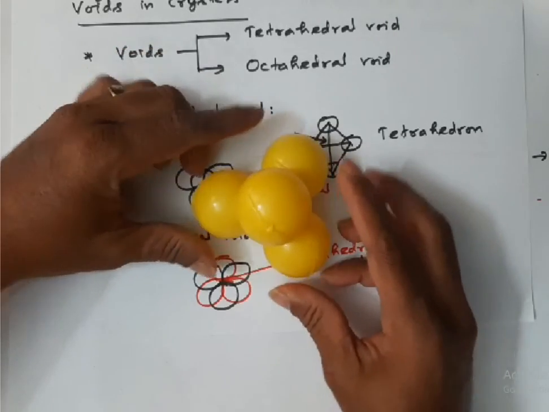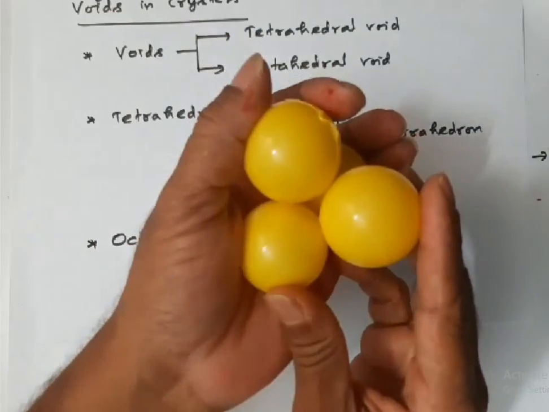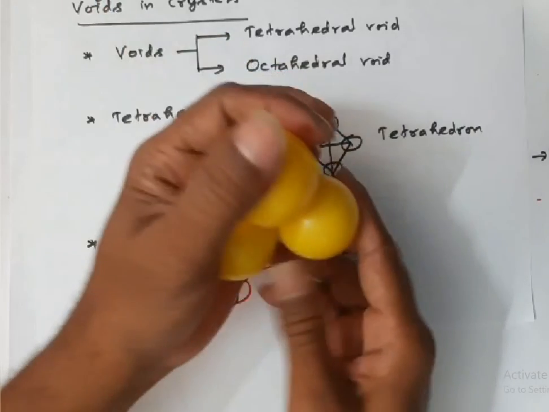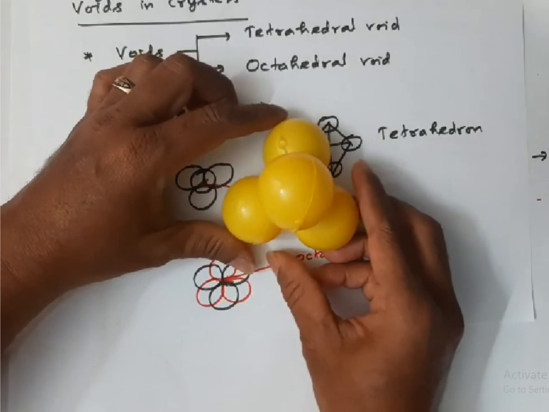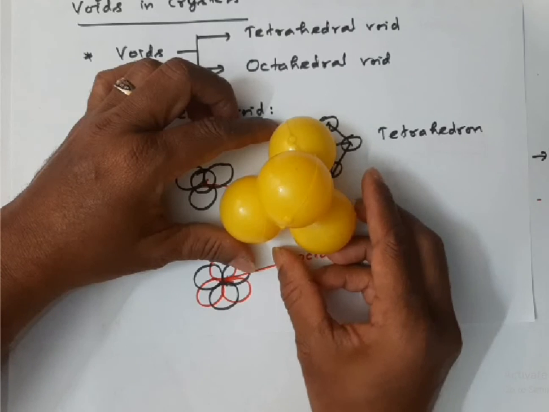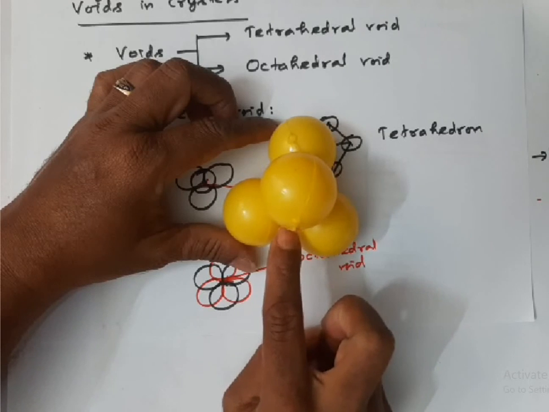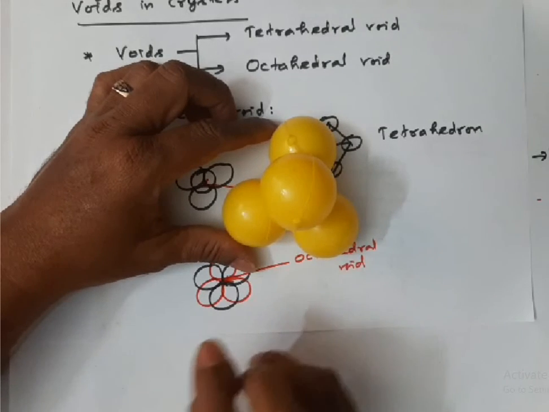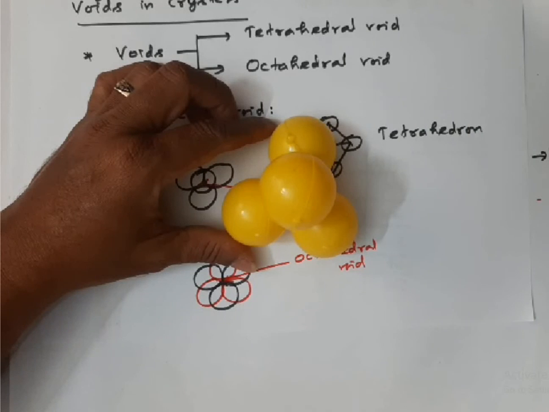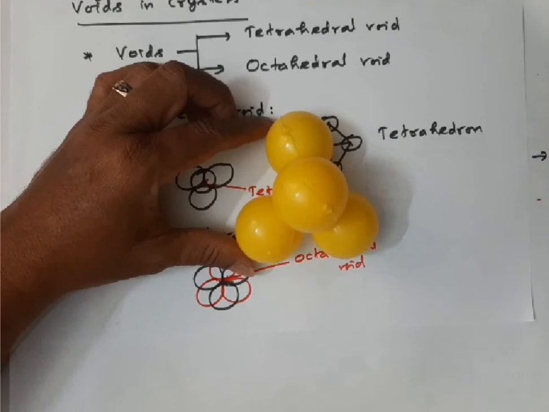Now look, this structure appears like this. We have three balls below and one ball at the top. If we join the centers of the four balls, you will get a tetrahedron, and there is an empty space at the center of all these four balls. That empty space is what we call a tetrahedral void. Students, is it clear? Any doubt? Okay, this is tetrahedral void.